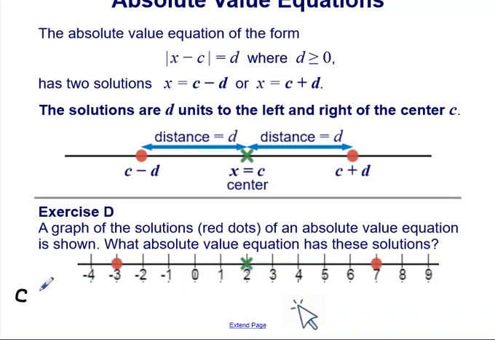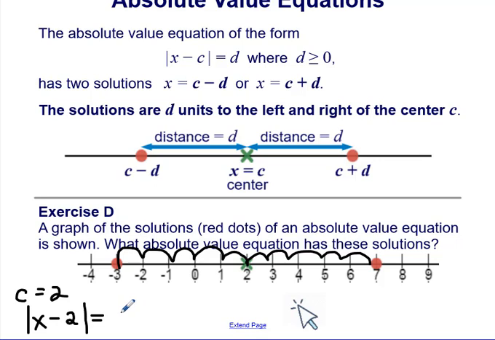Well, you have a center of 2. So automatically we know our equation is the absolute value of x minus c, so the absolute value of x minus 2 is going to equal, well, we need d. We need the distance from the center to the solutions. Well, we have 1, 2, 3, 4, 5 to the left, and 1, 2, 3, 4, 5 to the right. So we are a distance of 5 from our center, so it will equal 5. That absolute value equation is the absolute value of x minus 2 equals 5, and it has the solutions -3 and 7.